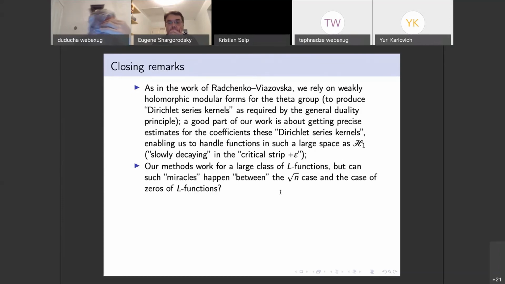And then, of course, when you have all this machinery up, you can do similar things for a large class of L functions, if you like. I mean, we have now two situations where these kinds of miracles happen, that you have Fourier interpolation basis with no redundancy. So it happens in the square root n case studied by Radchenko and Viazovska, and it happens with the zeros of L functions and a corresponding sequence which basically will be like log n times some constant.